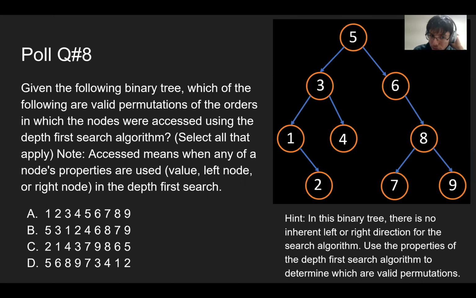Okay, so this is a poll question. Given this binary tree, what are some permutations of the orders in which the nodes are accessed using a depth first search? Access means the node's property or use. So basically we're looking for the value of the node. For depth first search, there's no inherent left or right. So that's a hint.